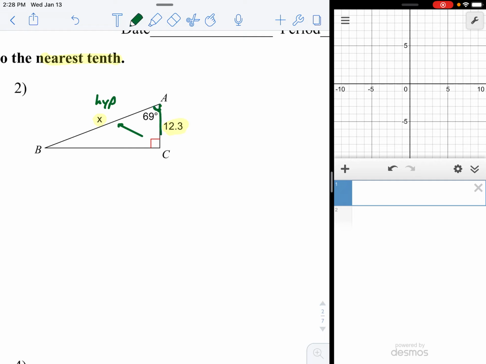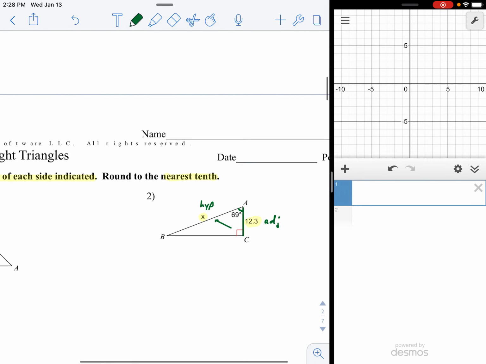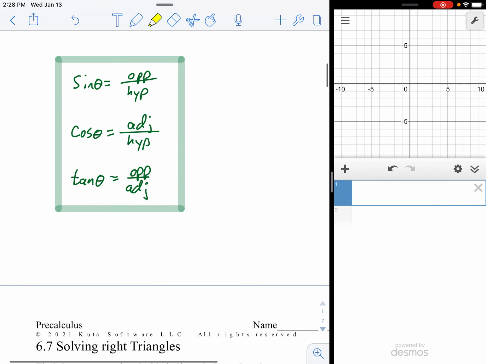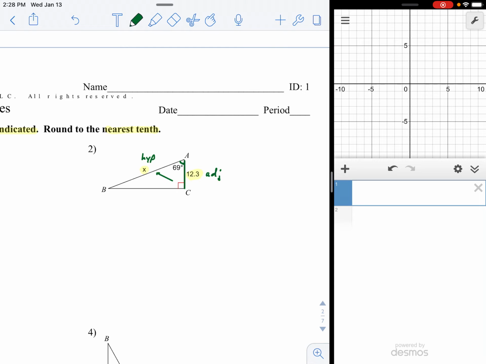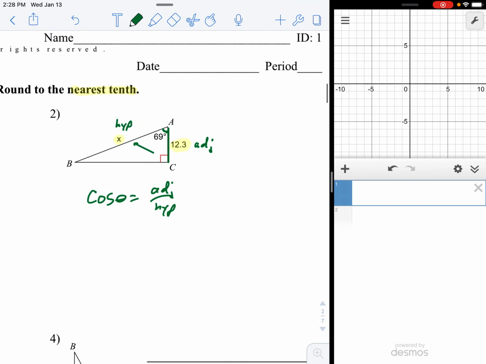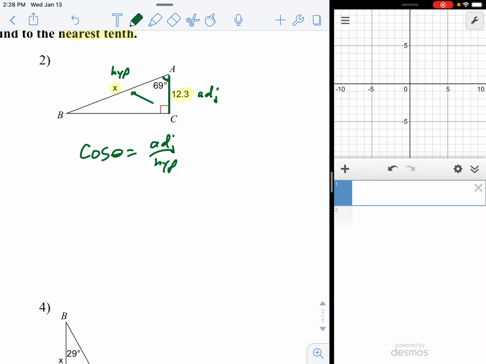12.3 touches the angle, so that means that this is the adjacent side. So we're given an adjacent, and we're trying to find a hypotenuse. The formula that has adjacent and hypotenuse is cosine. So to do problem number 2, we need to use cosine. Cosine of theta equals adjacent over hypotenuse. So the first step in any one of these problems is selecting the appropriate formula.